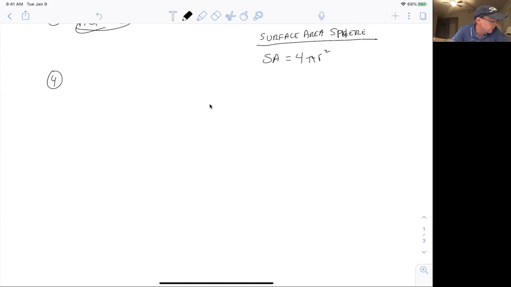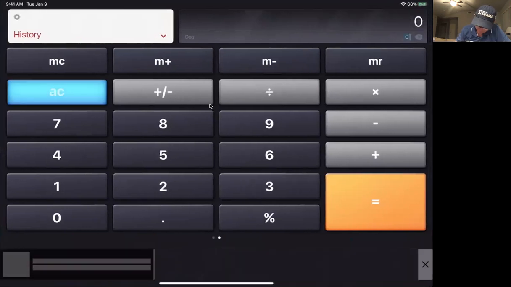Surface area of the sphere or hemisphere, round to the nearest tenth. Number 4, a sphere with a radius of 6.8. Well, we said the surface area of a sphere is 4 pi r squared. So it told me that this sphere has a radius of 6.8. So the surface area is going to be 4 times pi times 6.8 squared. So let's do that on the calculator.